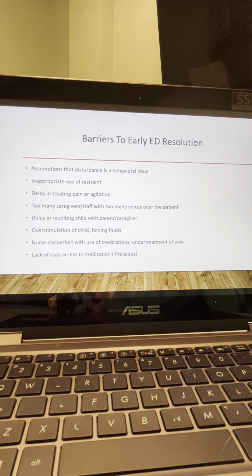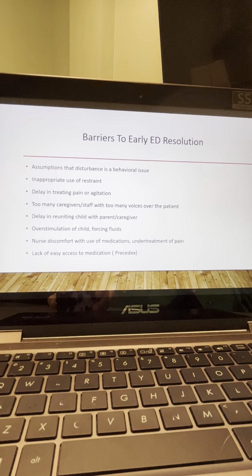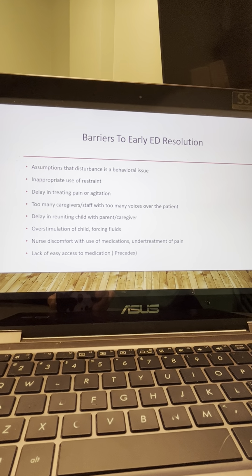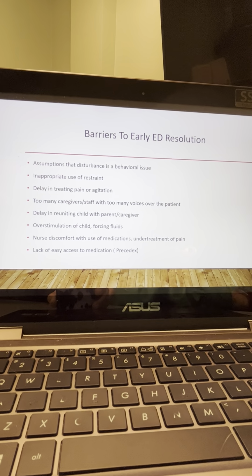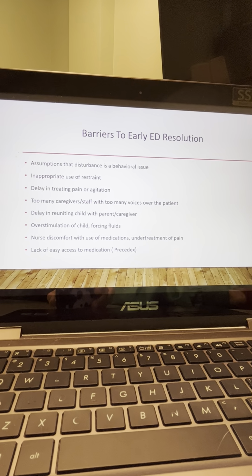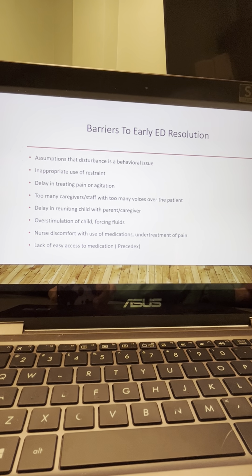Delay in treating pain or agitation. If your child has been screaming for 20 to 30 minutes, it's time to go get something. Leaving them to scream for 20, 30 minutes is a little excessive. There's nothing wrong with giving them a little Precedex to try to help them cope.